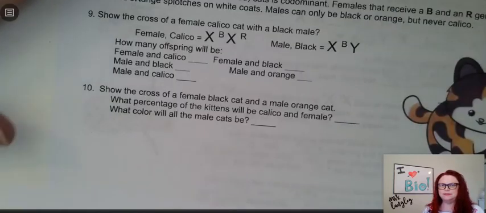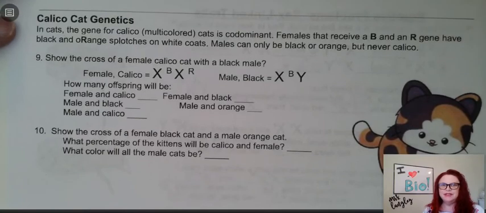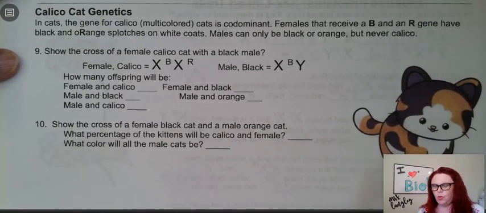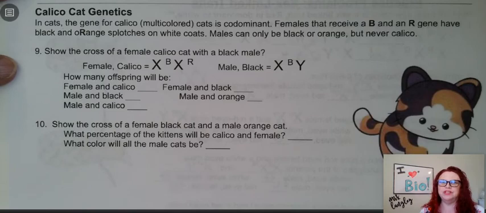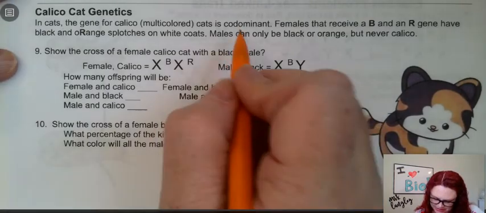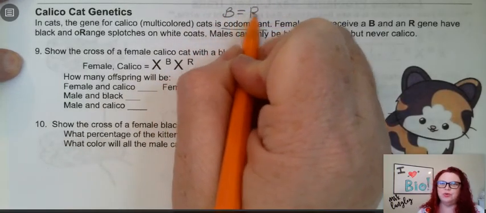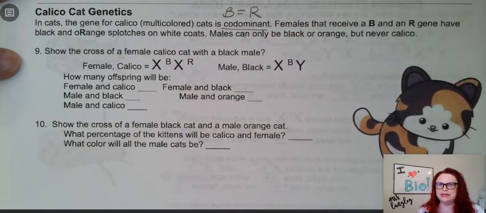Okay, we have a couple dealing with cats. So Calico. Now Calico cats are orange, black, and white kind of spotted. Cats have a white base coat, and then they can have black and orange. Now this multicolored is codominant. That means black and orange are going to be equally seen. We do not have one dominant over the other.